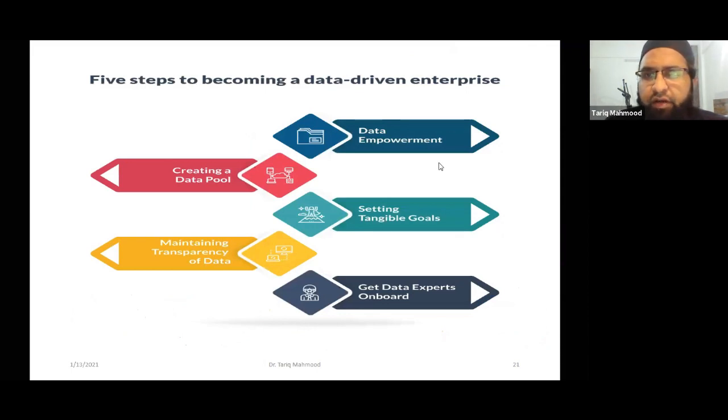So that's the thing here. And if you want to become a data driven enterprise, then these are the 5 things you need to do. You need to have data empowerment. So you need to give your data power, that many people can access it and use it. Okay. You need to create pools of data, different pools for different type of people. For example, I am a human resource guy, so I need to analyze my data. So I need to have my own pool of data. Okay. I am from the sales side. I need to have a different analysis. So I need to have my pool of data in place.